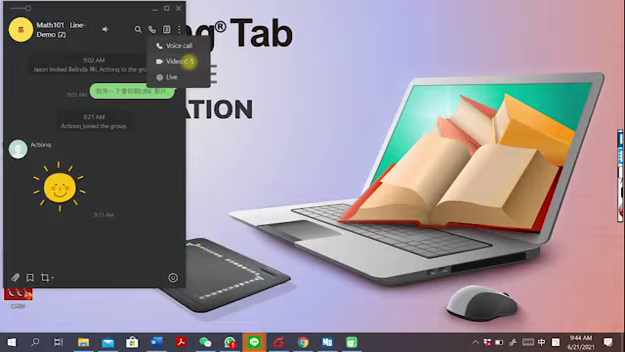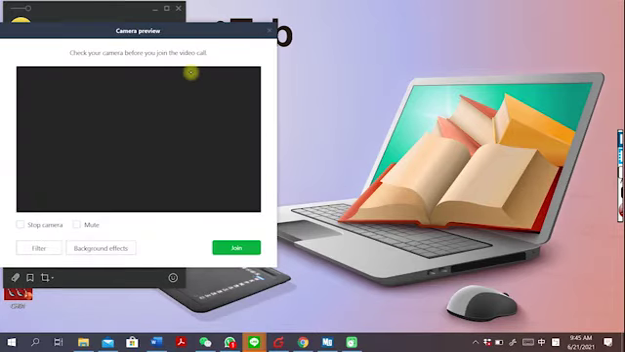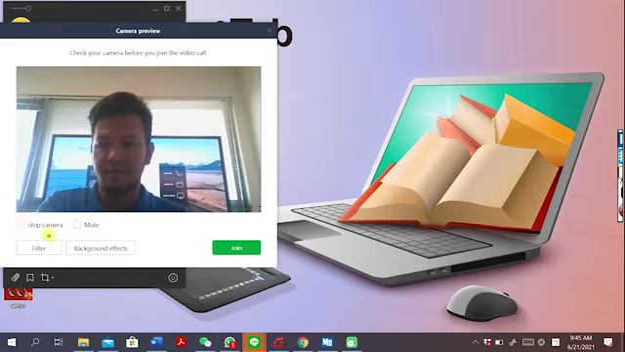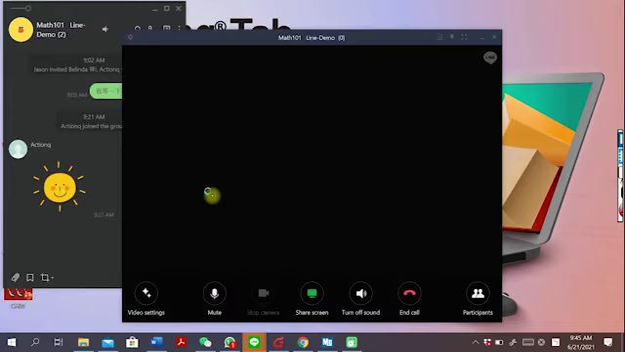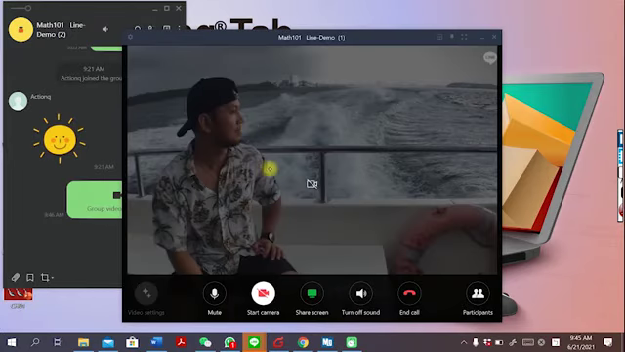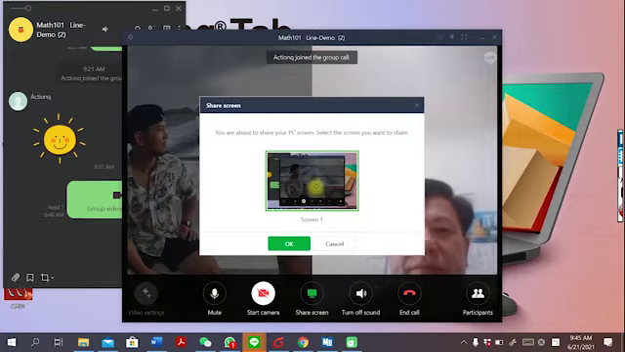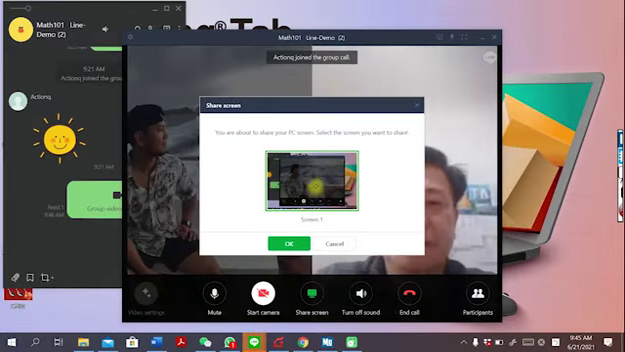Next, form a group chat with your students and start a video call. After initiating the video call, you may start sharing your screen to the whole class by accessing the screen share feature of Line.